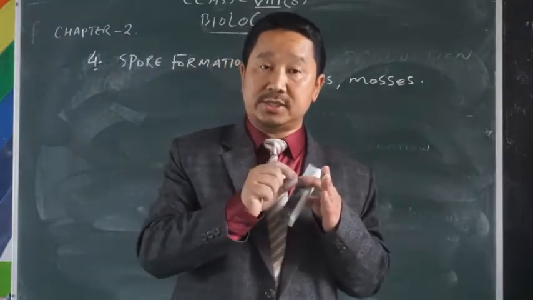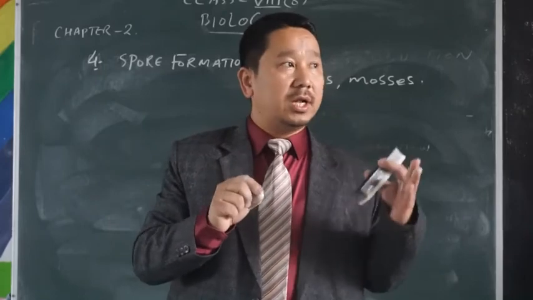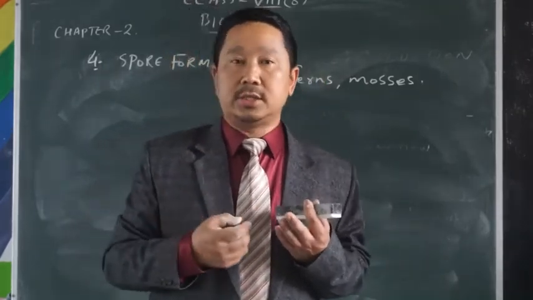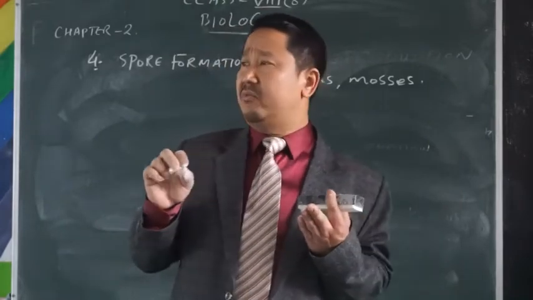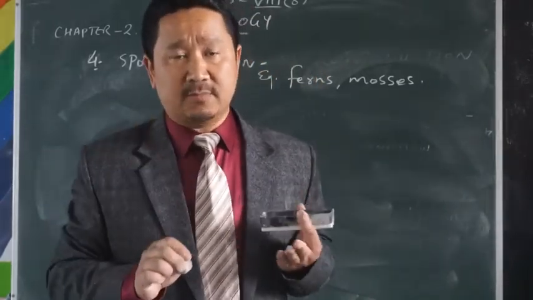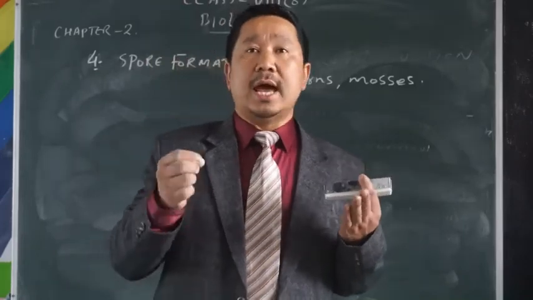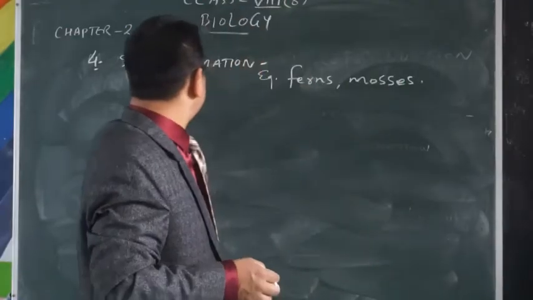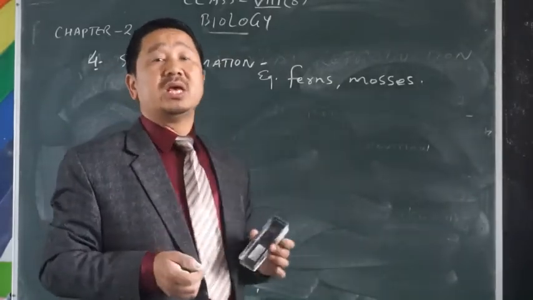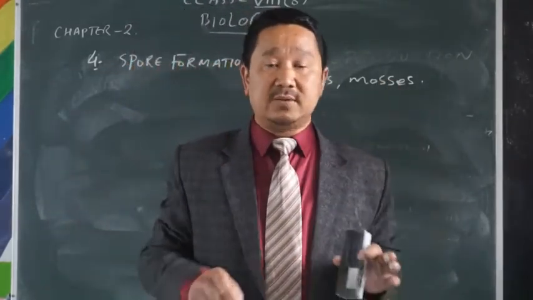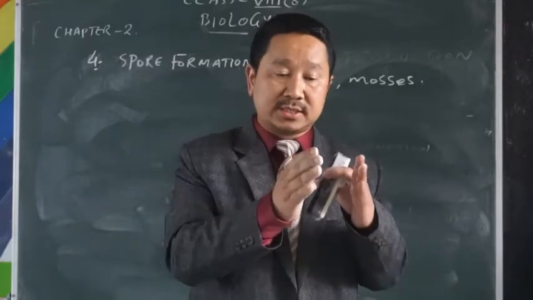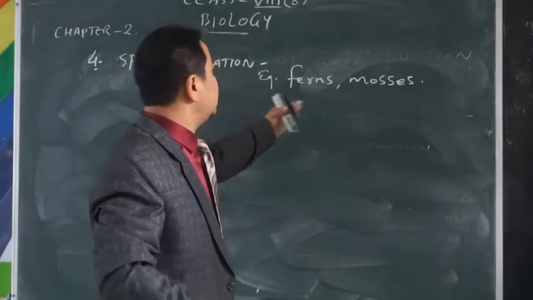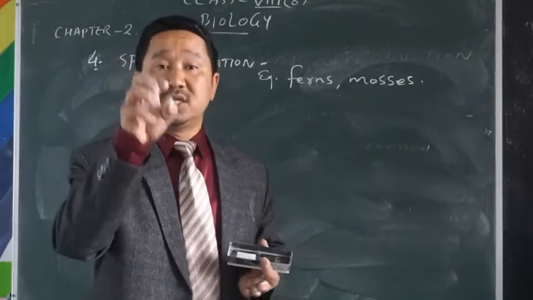All right, ferns. As I said, ferns, which in Nepali we call unyu jatiya plants. Okay, unyu. And also mosses, jhau. So there, this spore formation can be seen where male and female plants are not needed. From one single parent itself, a number of ferns or mosses can be formed. First, the spores are formed.